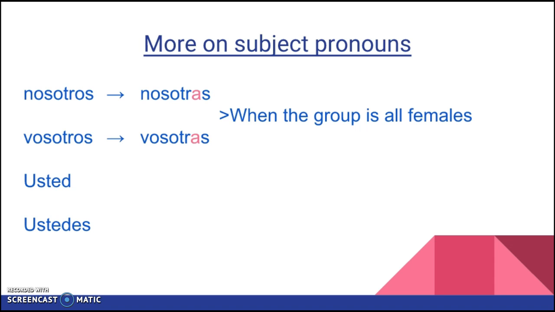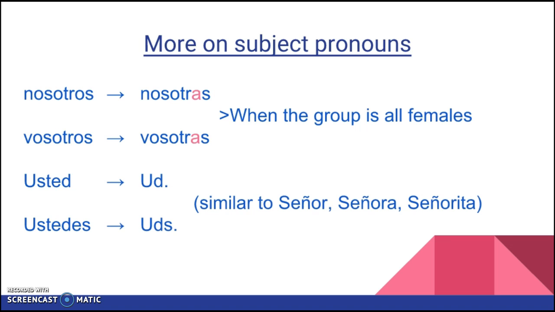A little bit on usted and ustedes, since these are the formal words that are used for you, they are considered formal titles, and so the you at the beginning is always capitalized. They also can be abbreviated. Usted can be abbreviated to Ud. and ustedes can be abbreviated to Uds. So this is similar to the way that we would abbreviate señor, señora, or señorita. And you'll notice those titles are also capitalized.